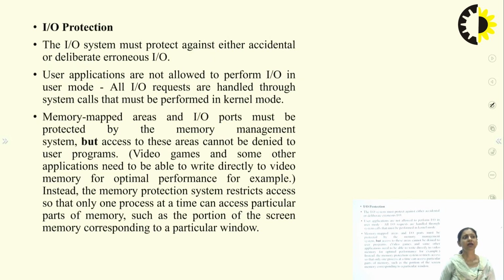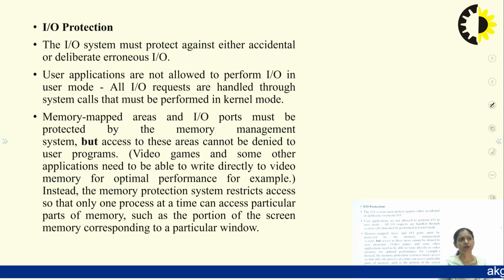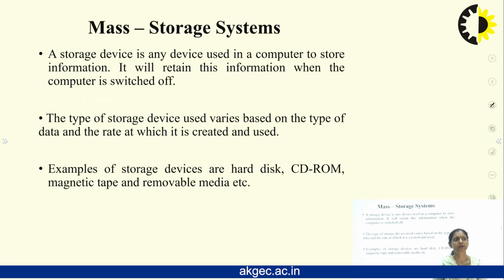I/O protection. The I/O system must protect against either accidental or deliberate erroneous I/Os. So user applications are not allowed to perform I/Os in user mode. All I/O requests are handled through kernel mode. Memory mapped areas and I/O ports must be protected by the memory management system, but access to these areas cannot be denied to the user programs.